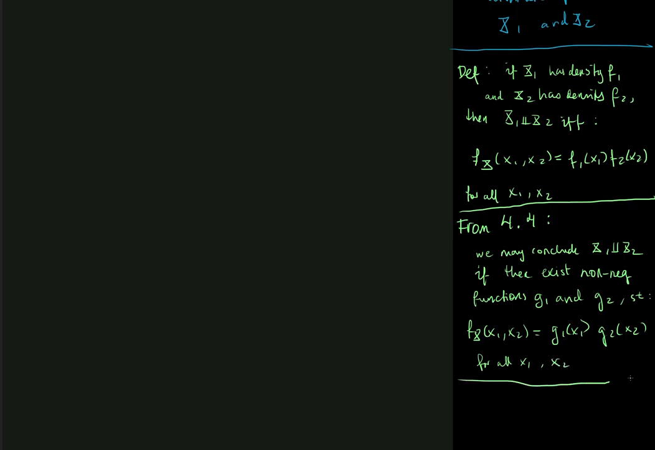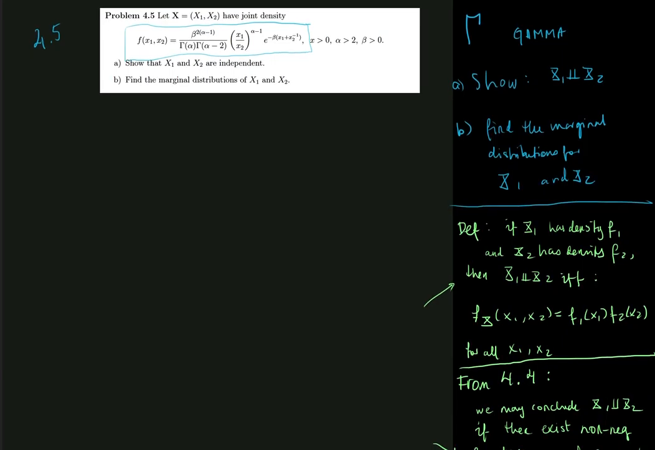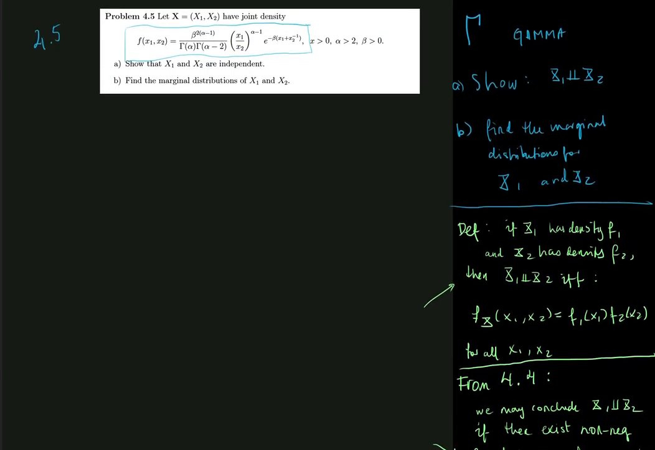And when you look at these two different ways to show that x1 and x2 are independent, it seems like this way down here is easier, right? Because here we only need g1 and g2 to be non-negative, whereas up here you actually need to find the correct density. So we are going to use the criterion from problem 4-4 instead. And then afterwards we're asked to find the marginal distributions of x1 and x2.